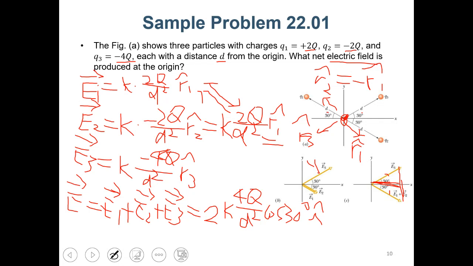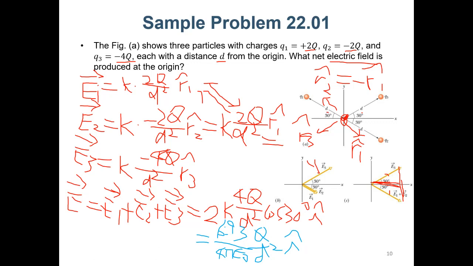So if you want to simplify it, it will become 6.93 over 4 pi epsilon 0, Q over D squared, like this, 6.93. Okay, any questions? Actually, we are still in the easy difficulty, hopefully. Any questions?